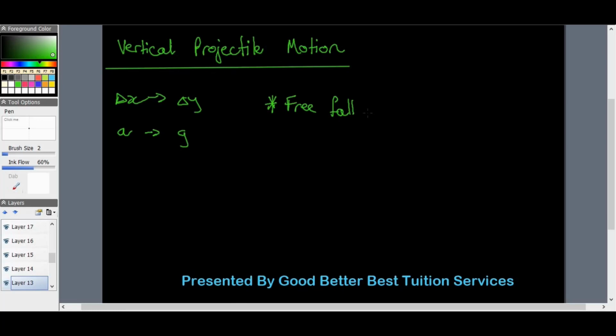Okay, it's not always asked. Sometimes it is stated that the object is in free fall. So you may not be asked to give the answer, but you will be required to know and understand what free fall is. Alright, cool.